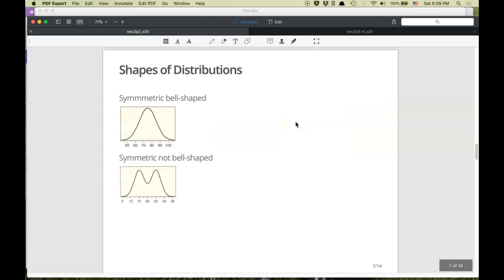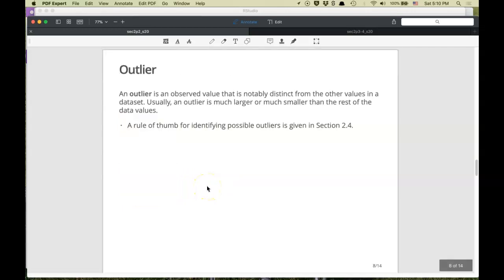Other types of distributions we might look for when describing a set of data are symmetric or bell-shaped distributions, the famous normal curve. We may have an indication of symmetric but not bell-shaped, or just clusters, right? Maybe there are a couple of different groups, subgroups in the population that we can identify by looking at the x values and considering how the data were collected.